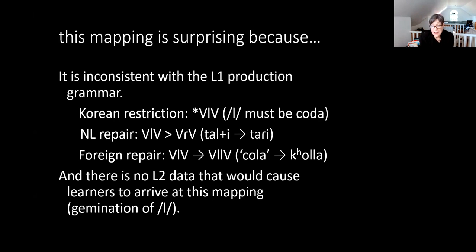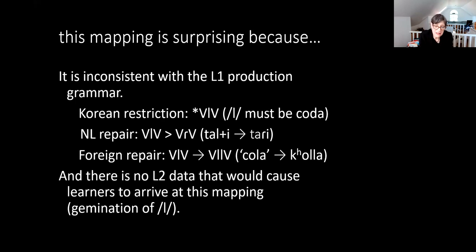So in Korean, yes, there's a restriction. You cannot have single L between vowels. So a way of viewing this is L must be affiliated with a coda position, or it must be moraic. It must be in a moraic position. And the native language repair is L becomes tap. But the foreign repair for an intervocalic L is to geminate it.